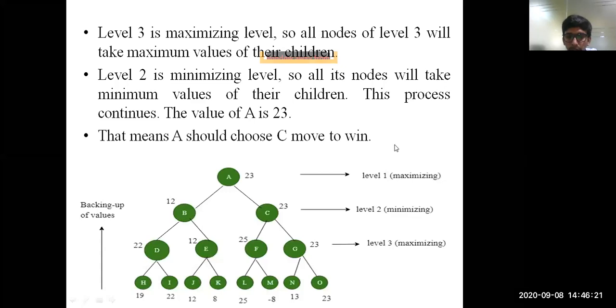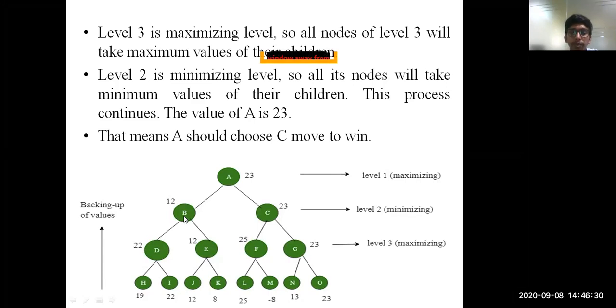Look at level 2 here. Looking at node B, you have two children, D and E. Because level 2 is the minimizing level, it will take the minimum value, not the maximum value. That's why the value is taken as 12. And for node C, you have two nodes, F and G. 23 is taken as the minimum value.